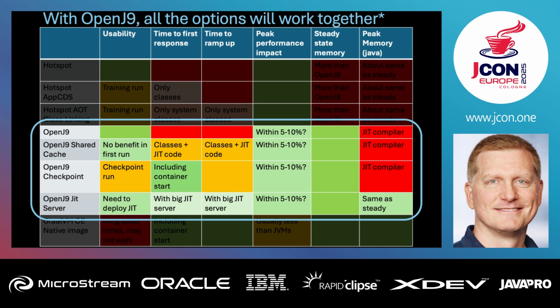JIT server is really good here and really good here. Checkpoint is really good here. So if you start putting these things together, you can leverage the strengths of each of the technologies that we've got and offset their weaknesses. And so in the end, what we're looking for is to achieve something that at least doesn't have any red boxes across all of these things here, right? I don't think anybody else is as close as we are to doing that.